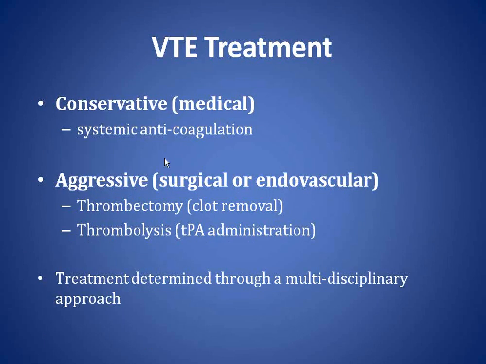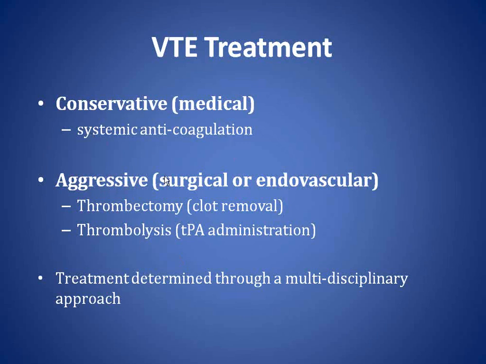So what are the treatments for venous thromboembolic disease? And again, I'll kind of focus more on DVT, but the conservative or the medical treatment has always been and remains the gold standard: systemic anticoagulation. Typically 3 to 6 months for a DVT, 12 months for a PE. You get the hematologist involved, they're ultimately going to make that decision, but that's the gold standard.